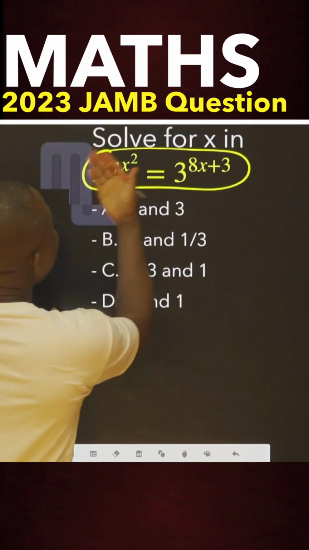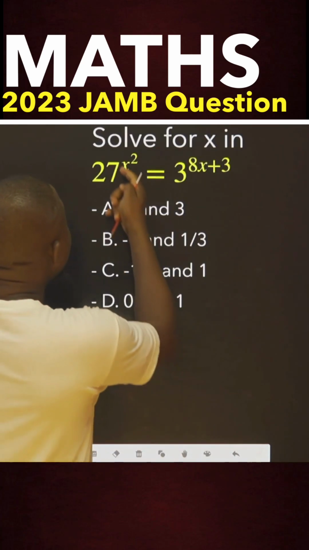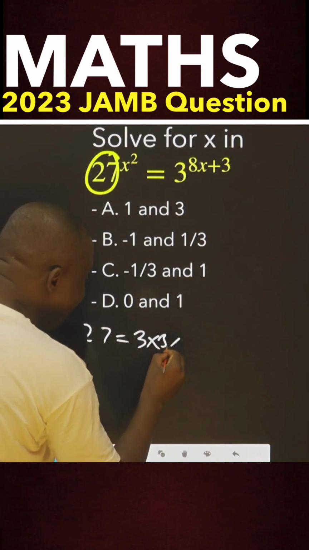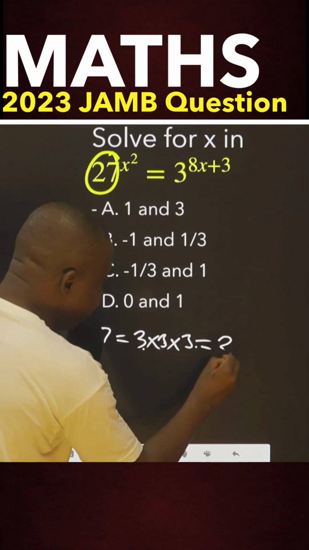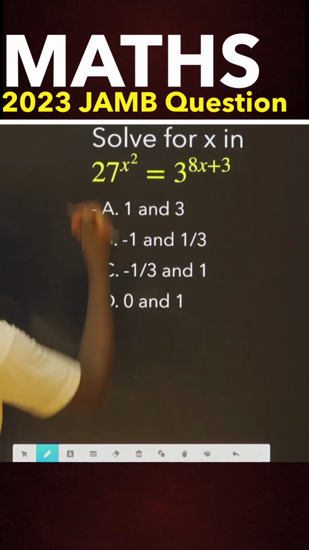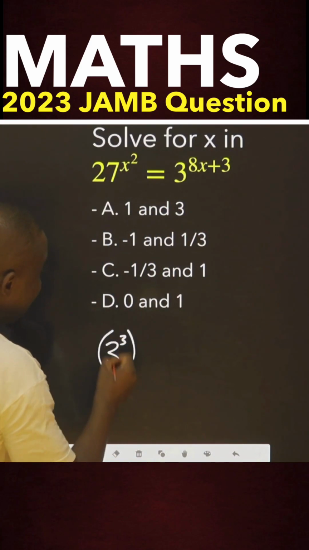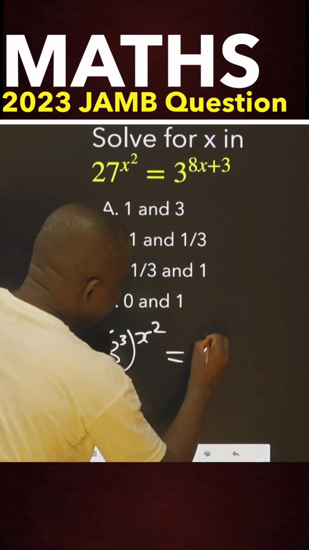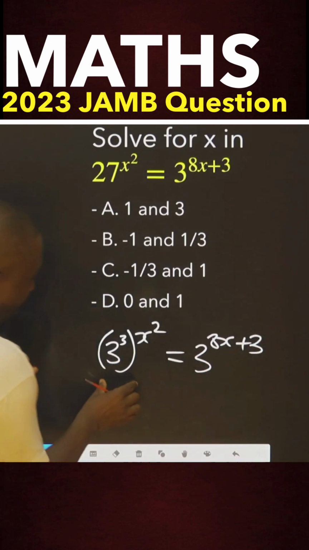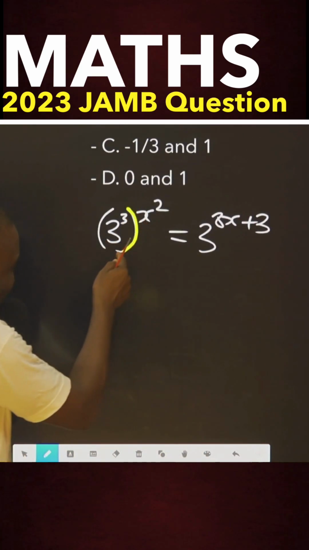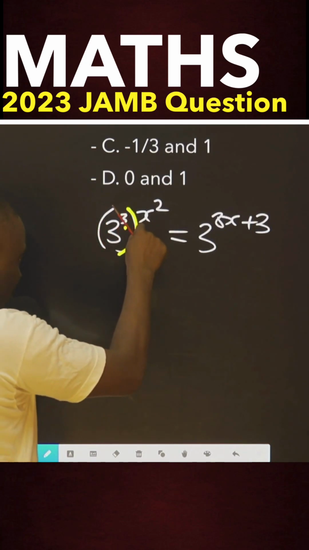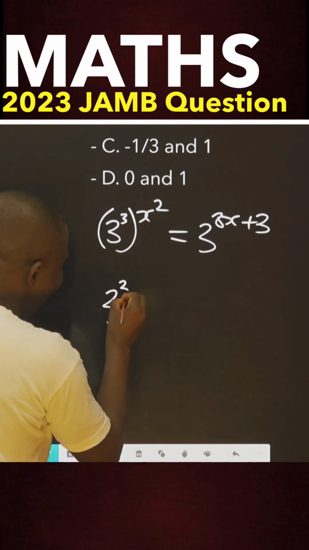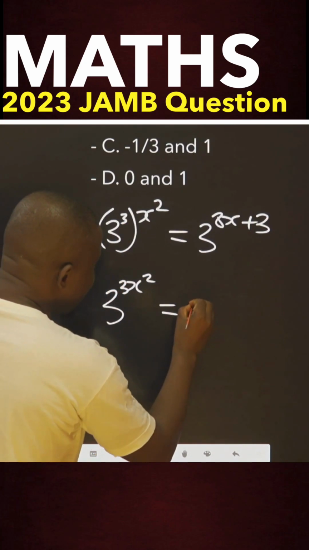How do you solve for x? Very simple. What is 27? 27 simply means 3 times 3 times 3, which is 1, 2, 3. 3 raised to power 3. So we are going to replace this 27 by 3 raised to power 3. Then we still put this x raised to power 2 equals to 3, 8x plus 3. So what is the meaning of this now? This alone means times. That is, this 3 multiplied by x. So 3 multiplied by x, that is 3x now. We have 3x raised to power 2 equals to this.